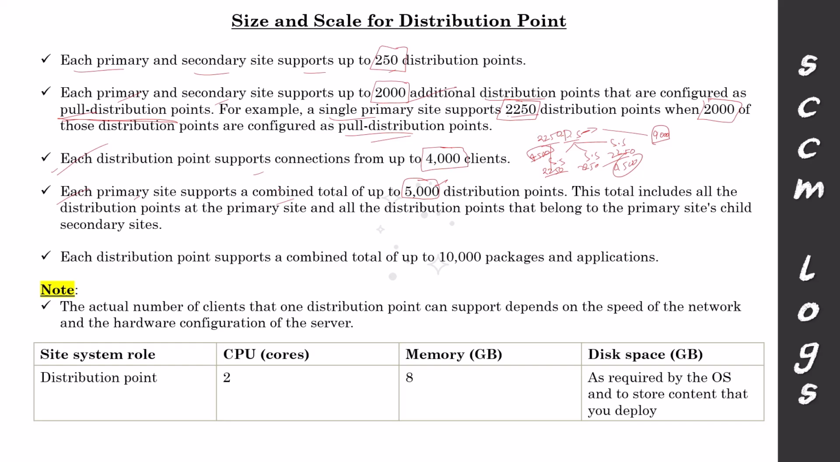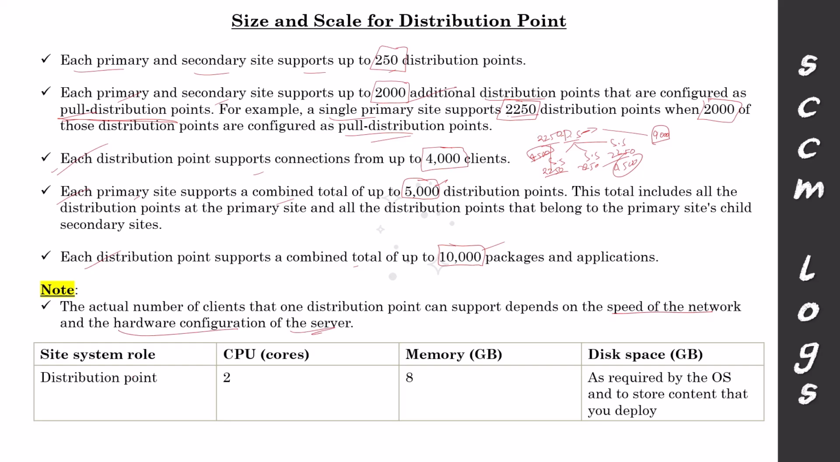Each DP supports a combined total of 10,000 packages and applications. So a distribution point can support 10,000 applications and packages combined. The number of packages or clients supported completely depends on the speed of the network and the hardware configuration of the server.